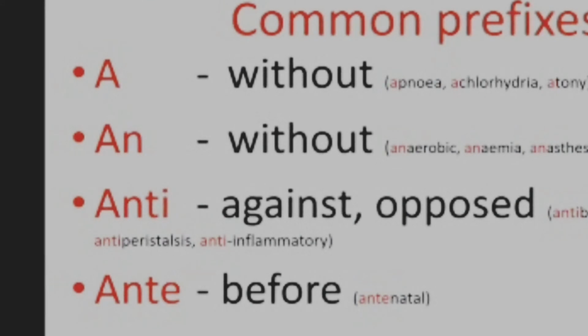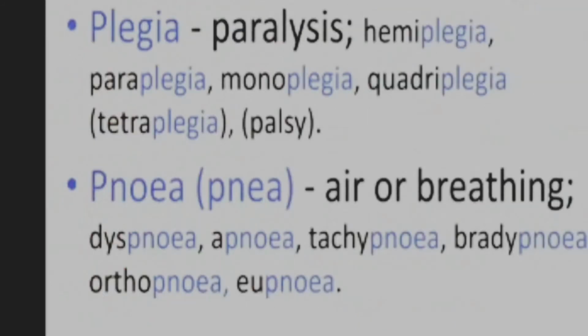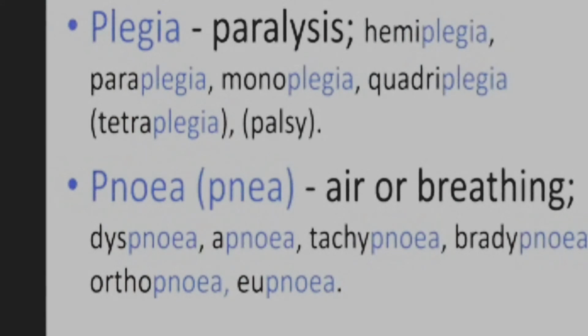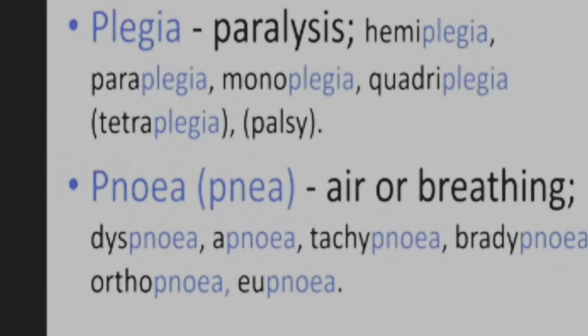Basically, common prefixes: anti and ante, they all talk about without, like without apnea and all that. So we already mentioned these. What about plegia? Plegia is paralysis. That means inaction or passivity of a body organ, and it happens because of stroke. The stroke is because of either the overflow of blood to the veins and arteries. Hemiplegia, paraplegia, monoplegia, quadriplegia. You can see the numbers here: mono, single; quad, four; tetra; tri.